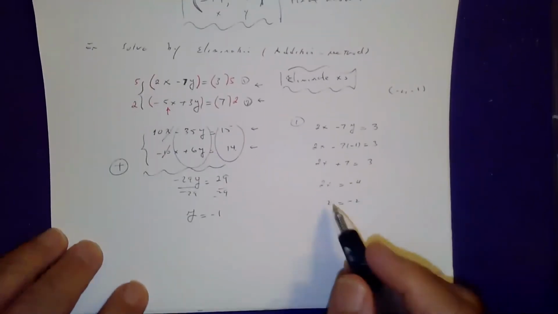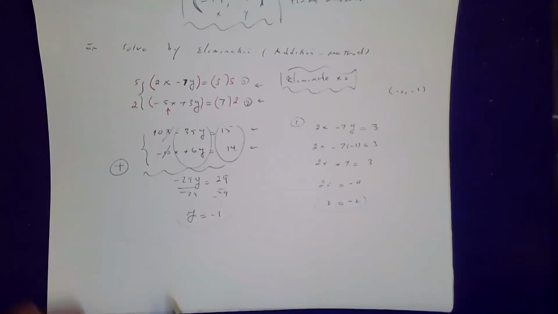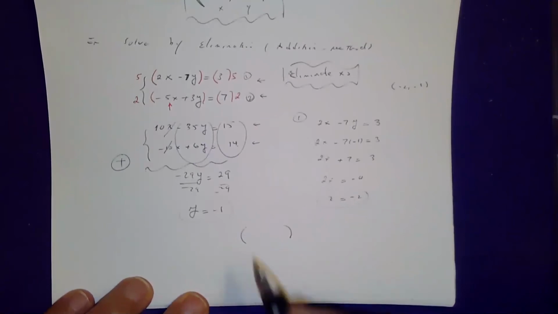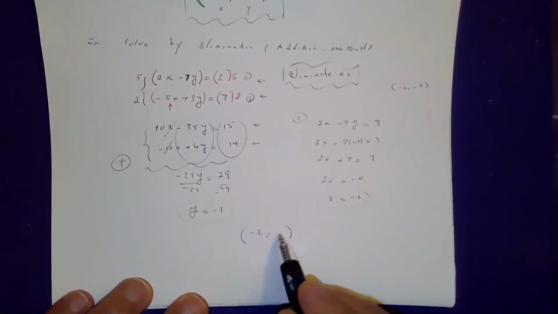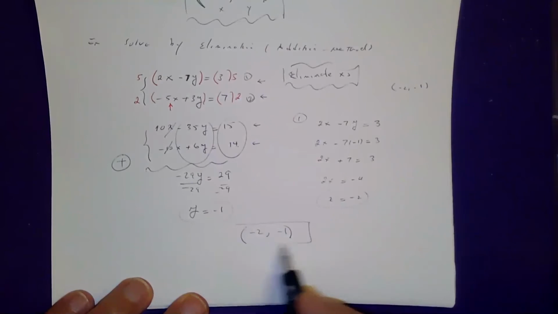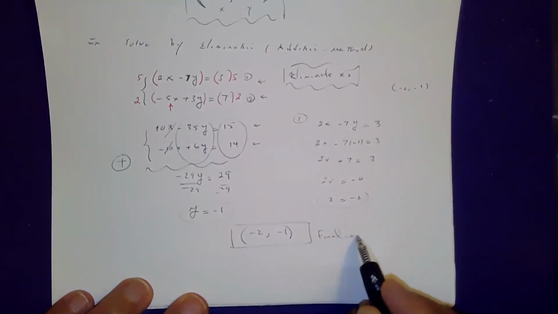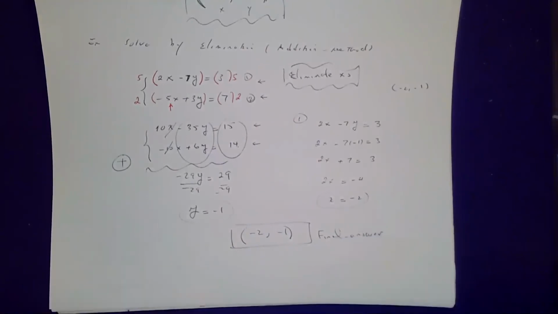But keep in mind, we can't write the answers in isolation. You have to pair them up using parentheses. Remember, x goes first, followed by y. And this would be our final answer. You see it? All right.